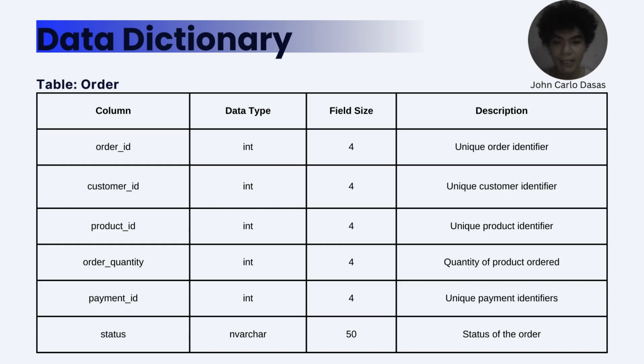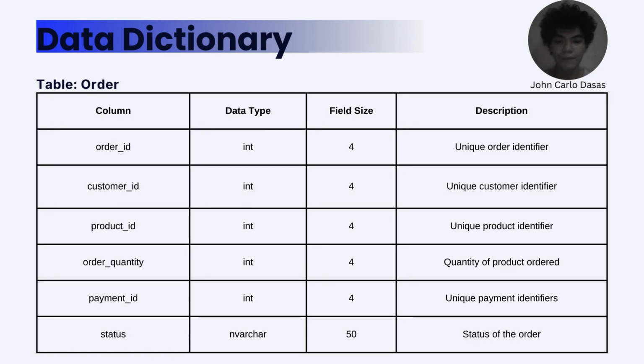For product ID, the data type is integer, the field size is 4, and the description of it is unique product identifier. For order quantity, the data type is integer, the field size is 4, and the description of it is quantity of product ordered.